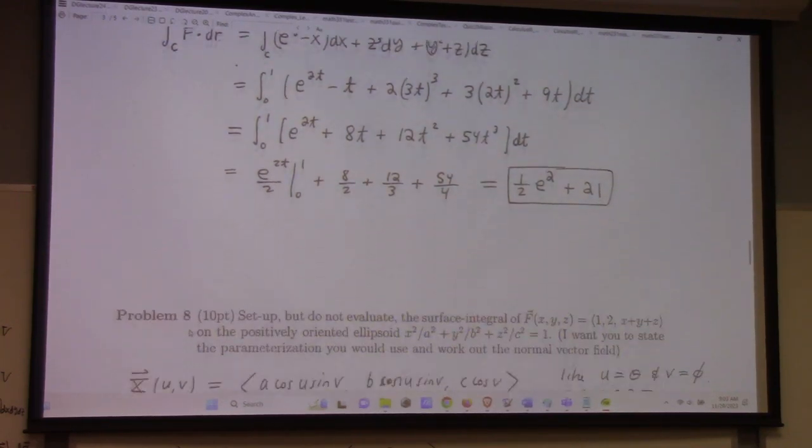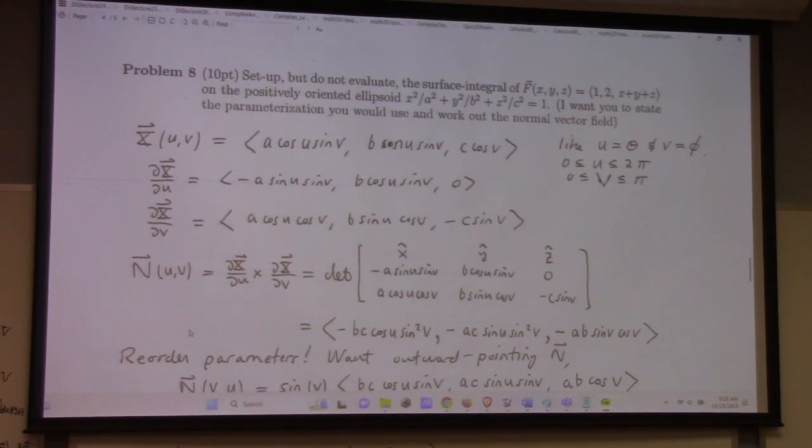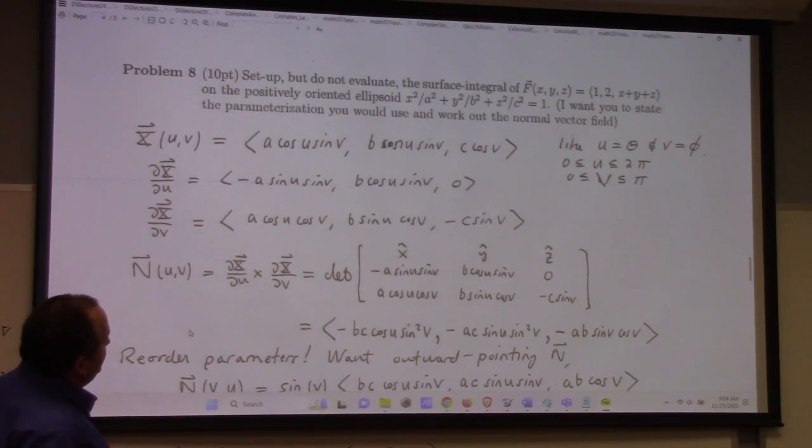And let's see here. Now, if I say setup but do not evaluate, please do not try to evaluate. Now this one is the positively oriented ellipsoid.